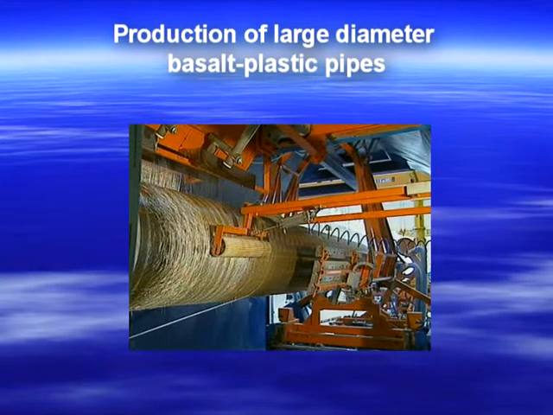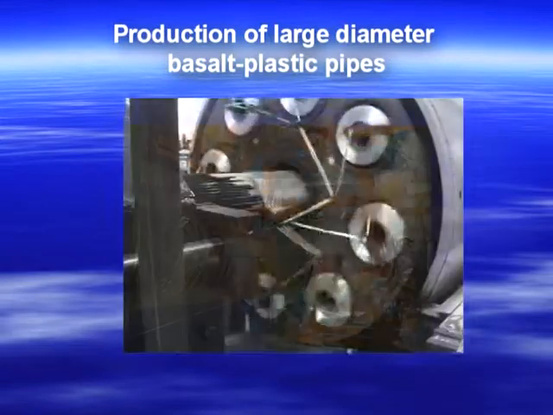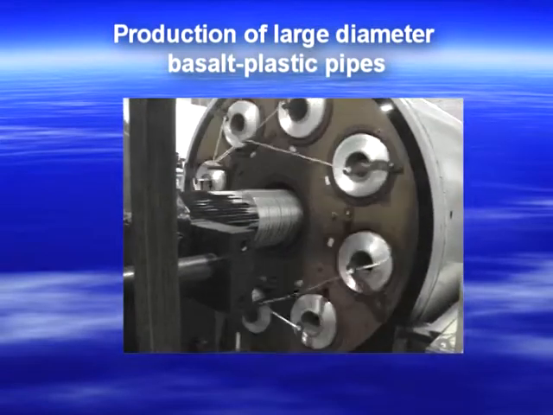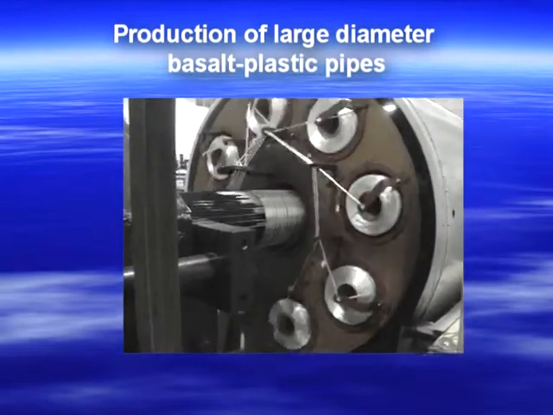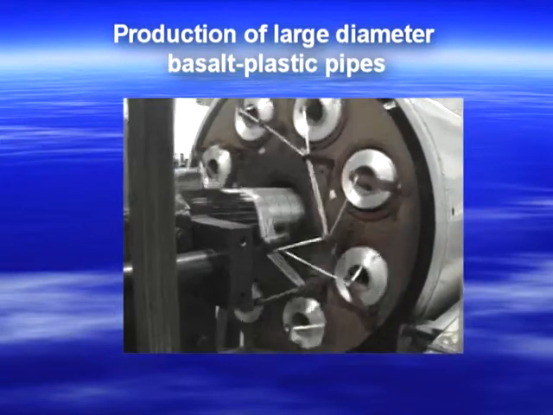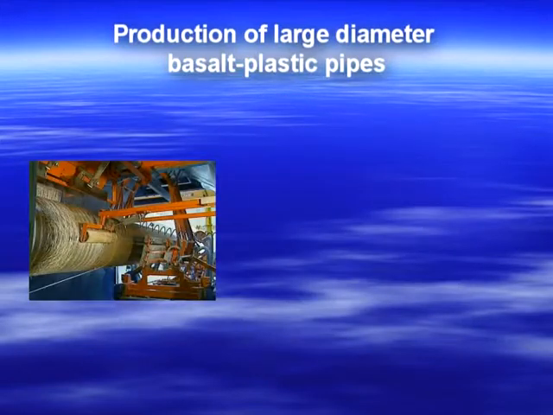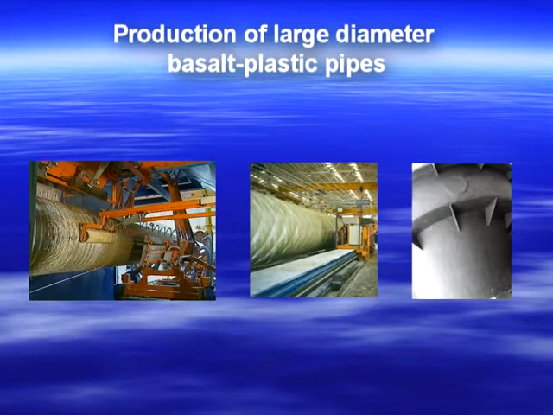Production of large diameter basalt plastic pipes. Manufacture of basalt plastic pipes of big diameter, tanks, pressure vessels using the method of continuous spooling results in production of durable, lightweight, chemical-resistant structures and products.